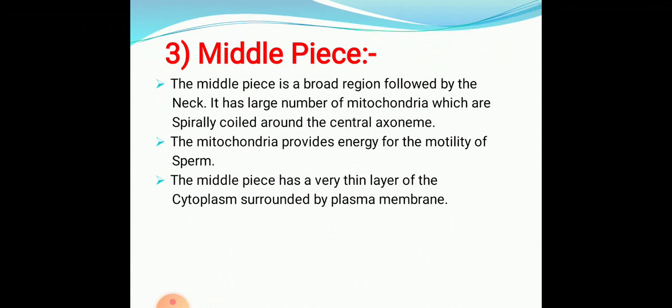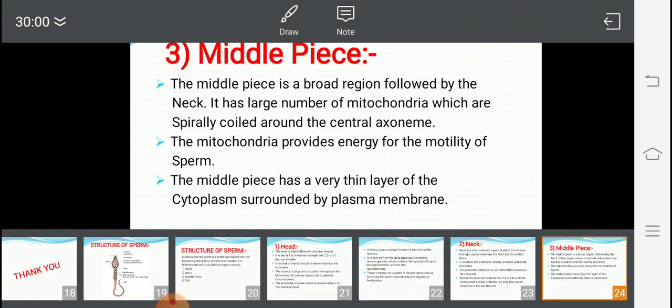So next one is the middle piece. The middle piece is a broad region of the sperm, followed by the neck, and it is present between the neck and the tail. It has a large number of mitochondria, which act like an energy source, spirally coiled around the central axoneme. The mitochondria provide energy for the motility of the sperm. If the sperm has to move, it needs energy, and that energy is provided by the mitochondria. The middle piece has a very thin layer of cytoplasm, surrounded by the plasma membrane.